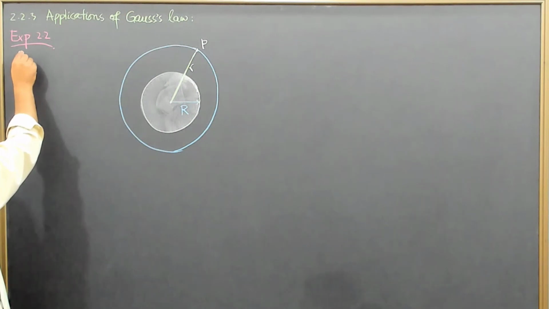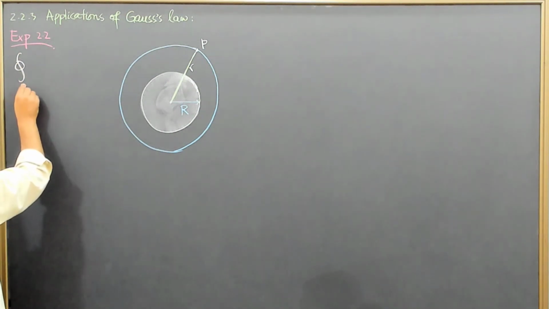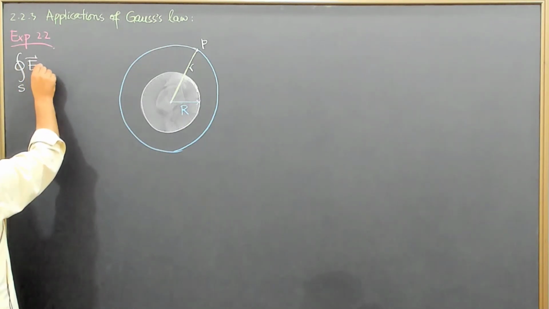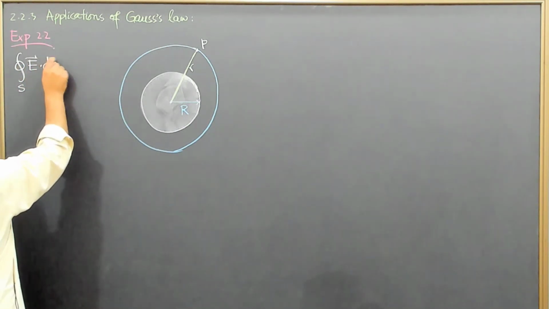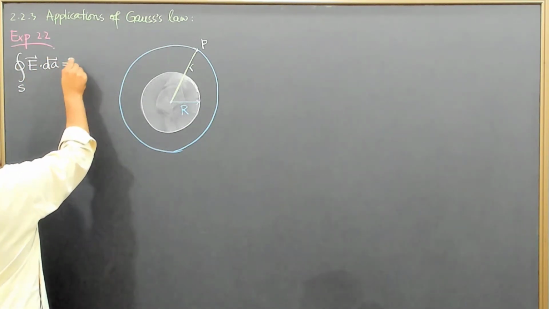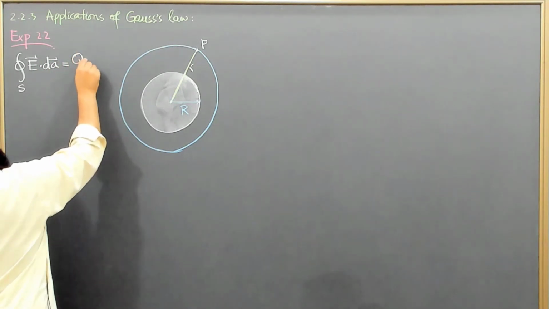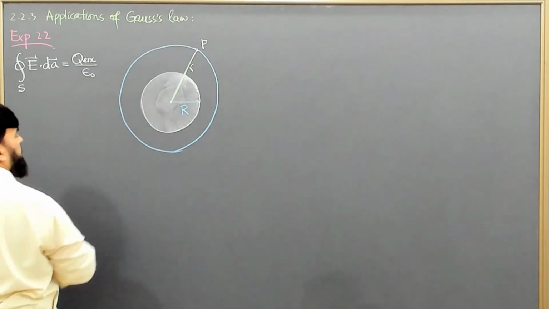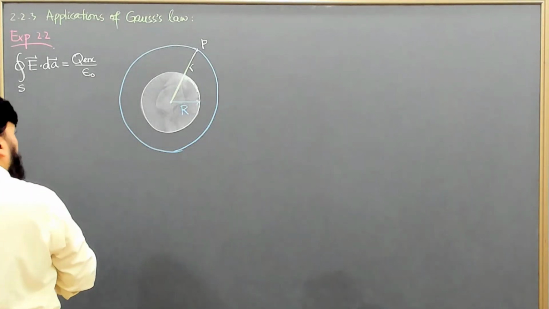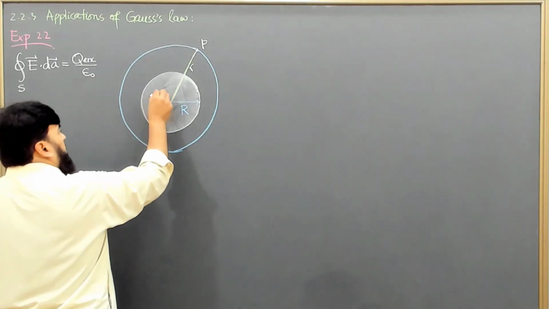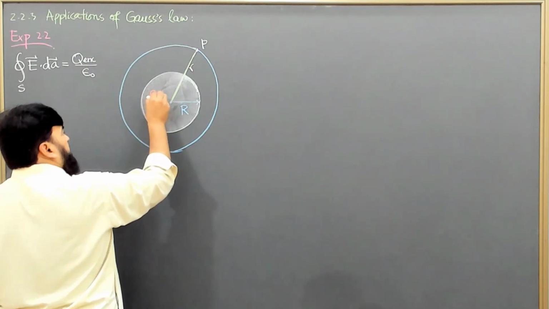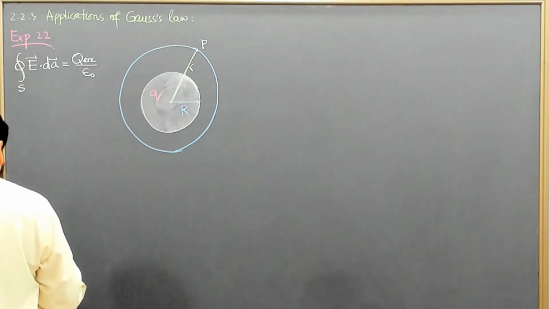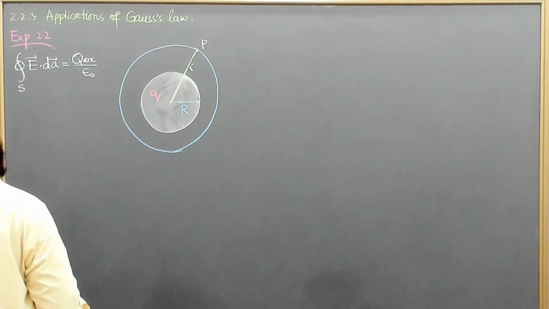We know about Gauss's law that it is the integration on a closed surface of E dot dA, which is equal to Q enclosed over epsilon naught. Now here we know that the total charge this solid sphere is having is Q. So we will find the electric field outside the sphere.